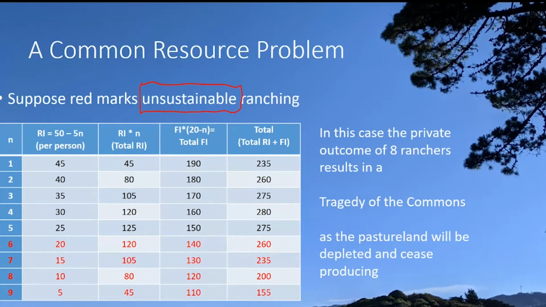Now, let's suppose the more ranchers there are and the more herds of cattle that are put onto the pasture land, the more likely it is for that pasture land to end up becoming unsustainable, that it's just going to run out of grass to provide for cattle at all. Well, let's make the red marks here, and let's draw a line right here between 5 and 6 ranchers. I'm making this up, so where is this number coming from? I made it up, just to illustrate this point.